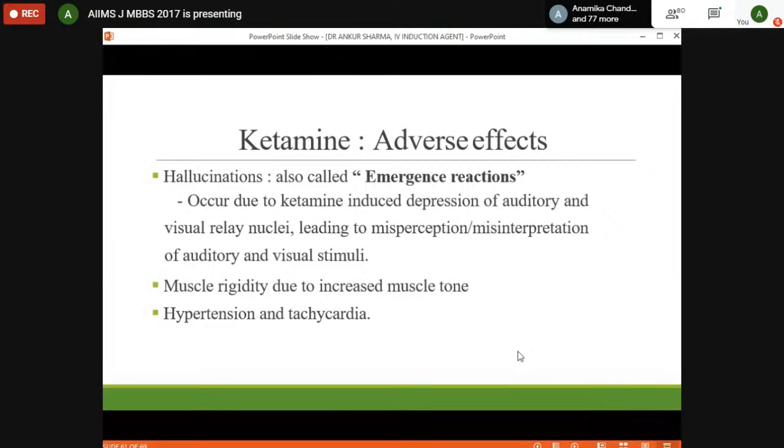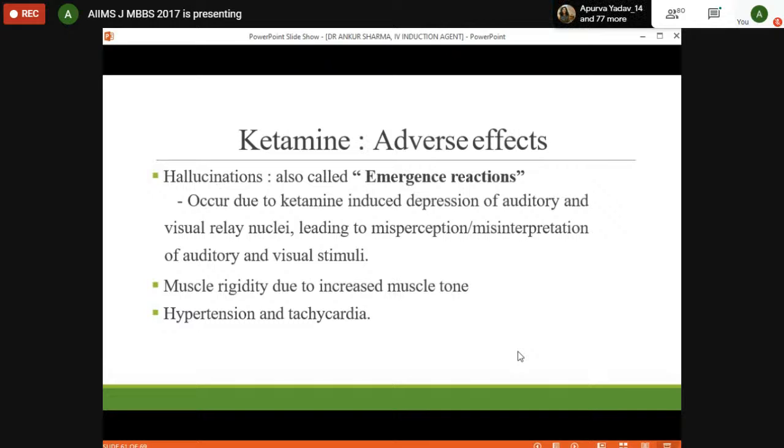What are the adverse effects of ketamine? As I told you before, it can cause hallucinations, also called emergent reactions. These occur due to ketamine-induced depression of auditory and visual nuclei, leading to misperception or misinterpretation of auditory and visual stimuli.